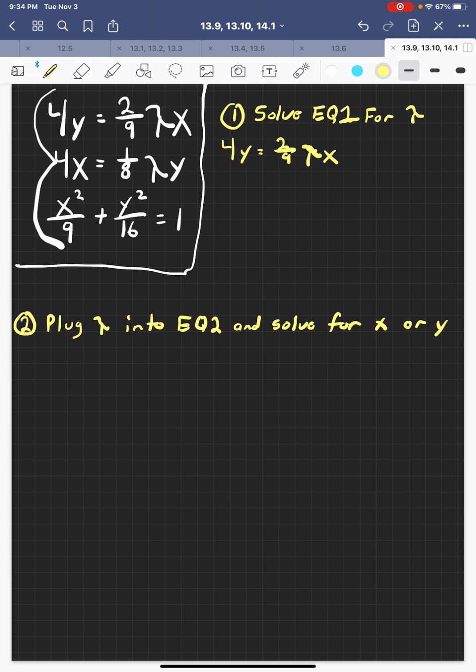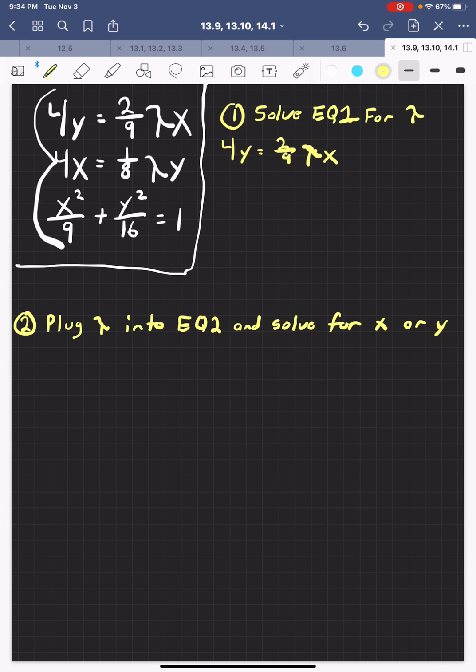If we're going to solve for lambda, that's not bad. It's just we need to divide both sides by 4. Oh, I apologize. I think it's solve for y. We need to solve for lambda. So what do we got there?